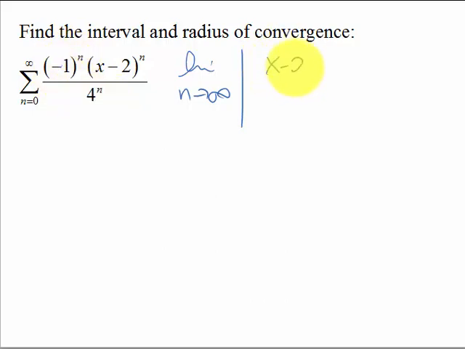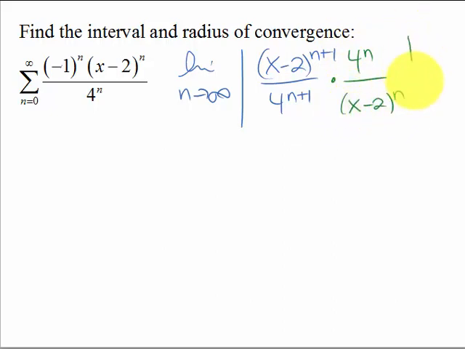And we have (x - 2), we're looking at the n+1 term, over 4^(n+1), and since we're running the ratio test, we would divide that by the nth term. So we're going to multiply by the reciprocal of the nth term. That would look like that. Now let's see what we can do to simplify.